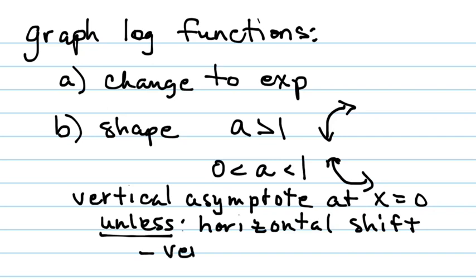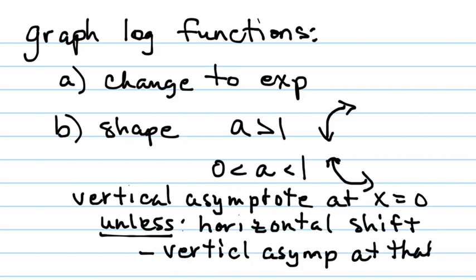It gets a vertical asymptote at that number. So say it was shifted to the left 2, then -2 would be your vertical asymptote. And the thing just gets closer and closer and closer to -2. So whatever number your shift is, your horizontal shift. Okay? And we'll look at an example of that so you can make sure you understand.